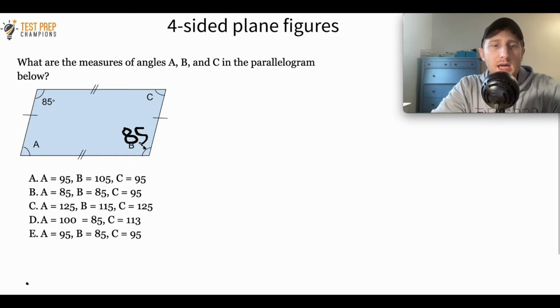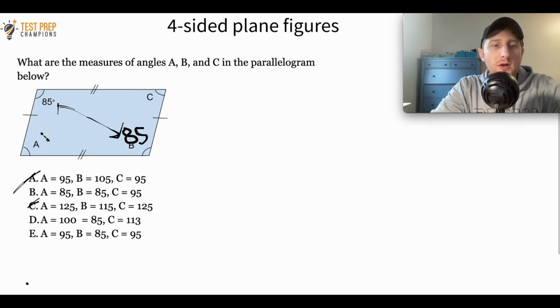Okay, so without doing any calculations, right off the bat, we could eliminate A because we know that B can't be 105, and we could eliminate C because we know that B can't be 115. How do we know that? Well, this angle right here we're told is 85, so we know that B has to be 85. So without doing any calculations, we can rule out A and C. So what next? How could we get the answer from here?